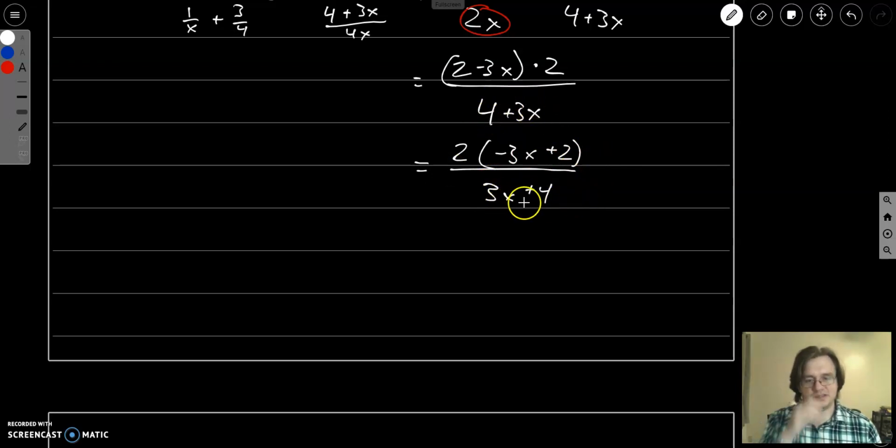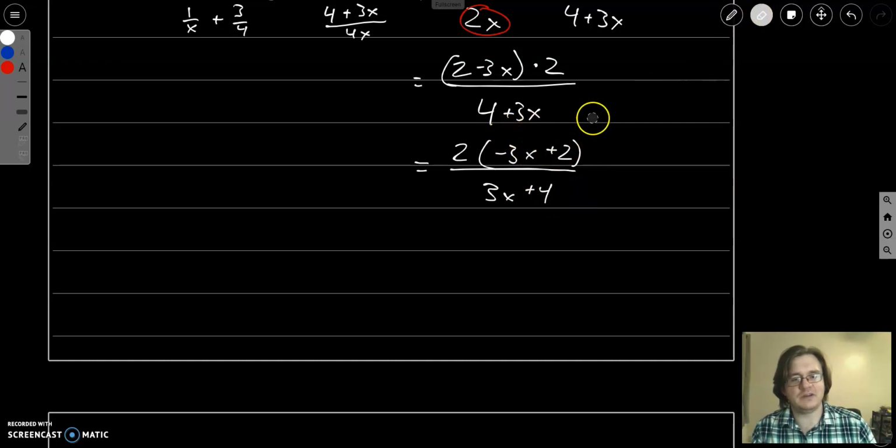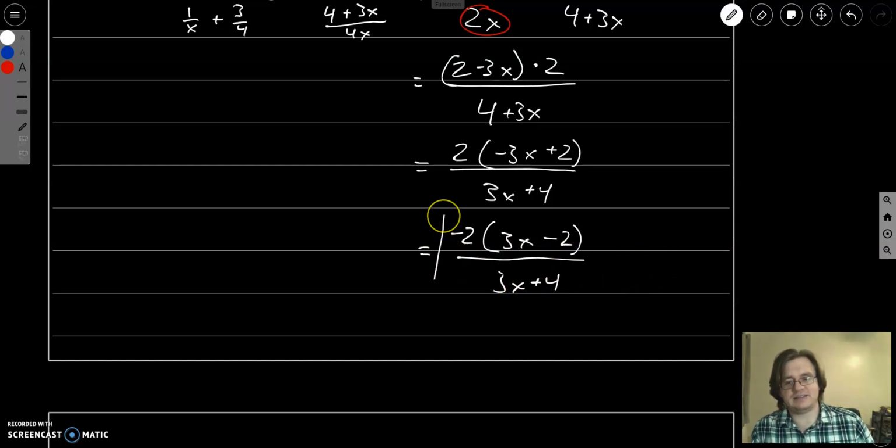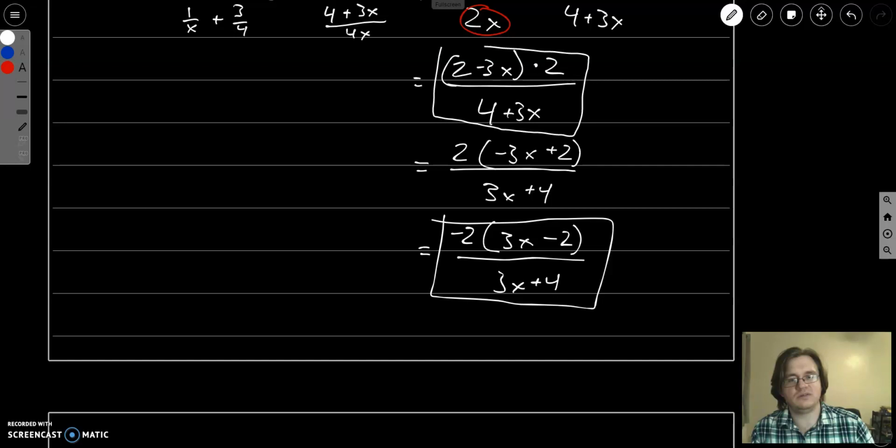Then I'll put the 3x down front. Again, I like my terms with an x in the front of a polynomial to be positive. So I am going to pull out the negative sign and rewrite this as negative 2 times 3x minus 2, over 3x plus 4. If I distribute the negative sign, I get right back to what I was looking at. This is as simple as I can make it and as nice to read. This works, but so does the other form. This is also simplified. And I will stop there.